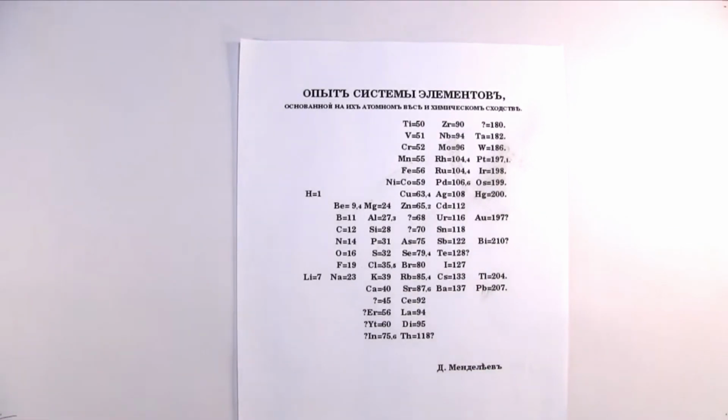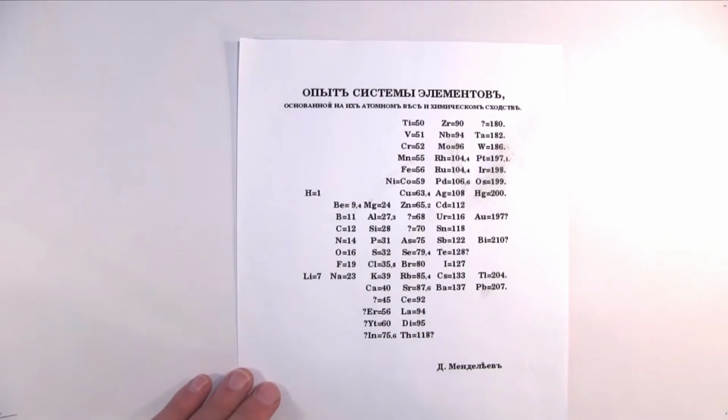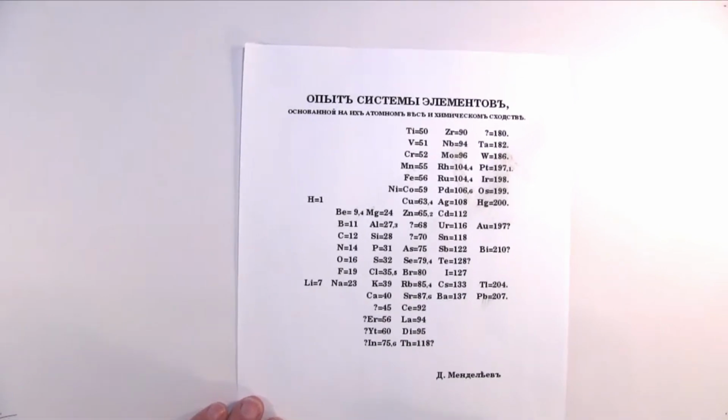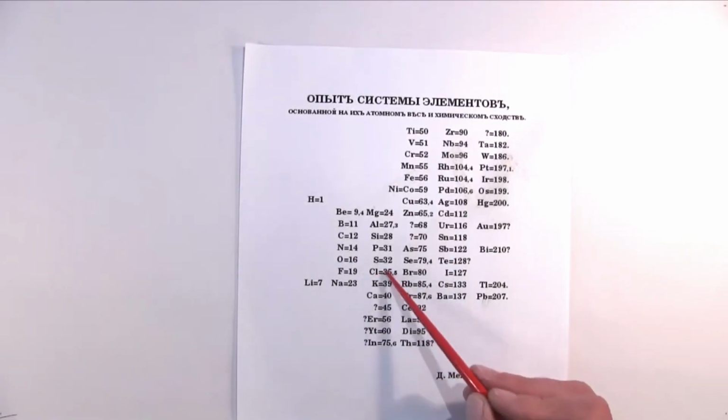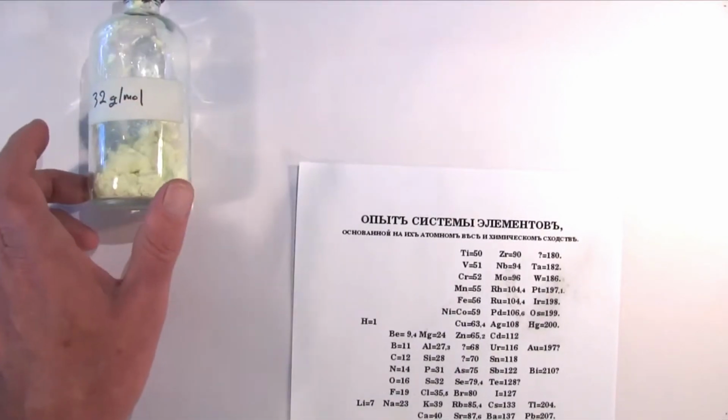So the metric system was coming into vogue at the time. Actually, it was in vogue for almost 100 years at the time. And they decided to use grams. So where does that leave us? Well, if we take a look here, sulfur has 32 grams. So there would be 32 grams of sulfur. That would be what we call 1 mole.